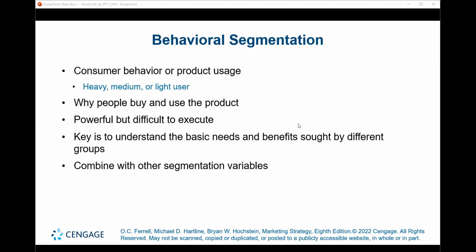It's difficult to understand, but if you got it, you can combine it with other segmentation variables and you can come up with a lot of success.